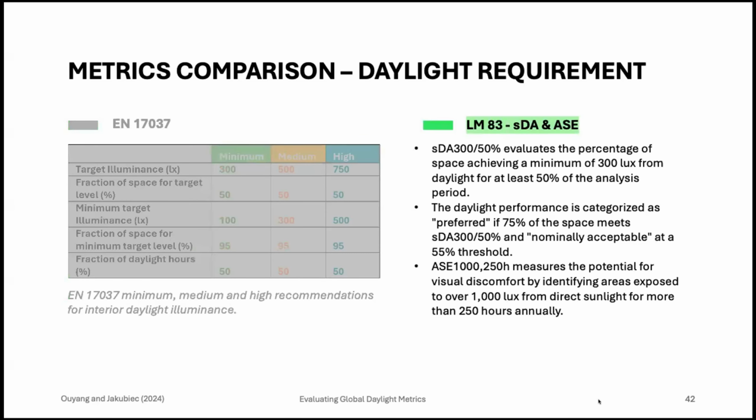On the other hand, LM83 uses metrics like SDA and ASE to evaluate daylight autonomy and potential visual discomfort. As we talked about earlier, SDA 300/50% evaluates the percentage of space achieving a minimum of 300 lux from daylight for at least 50% of the analysis period. The daylight performance is categorized as preferred if 75% of space meets SDA and nominally acceptable at a 55% threshold. ASE 1000/250 identifies areas exposed to over 1,000 lux from direct sunlight for more than 250 hours annually.